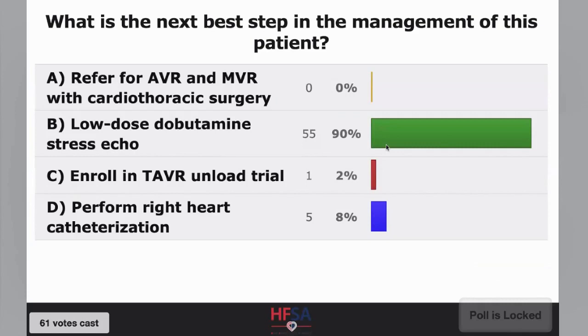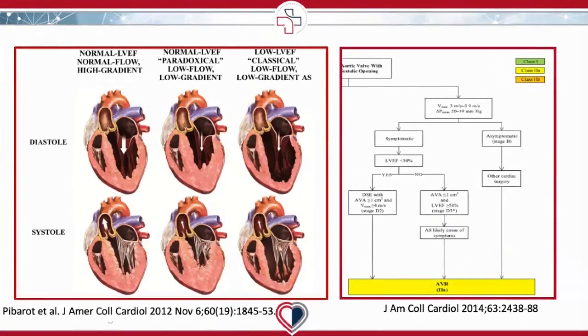Awesome job. Great job. So this is where the heart team, the heart failure doctor comes in and recommends this test. And so let's talk a little bit about the flavors of aortic stenosis. So this is pretty straightforward here. Normal EF, normal flow, high gradient, straightforward aortic stenosis.